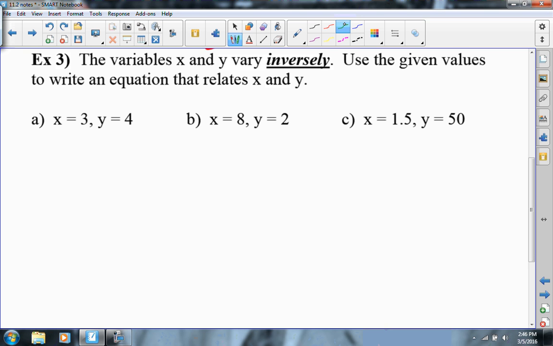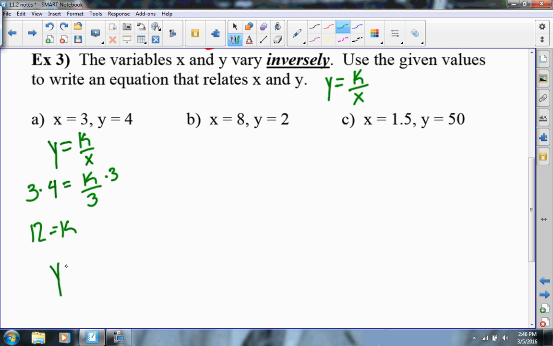Okay, now in example 3, here the variables x and y vary inversely, so we're going to use y equals k divided by x for our equation. And then again, we're going to use the given values to write the equation. So I'll start with y equals k divided by x. And y is going to be 4 when I substitute it in. K stays k. X gets replaced with 3. And then again, I'm solving for k, so I have to times by 3. So k will be equal to 12. And then I'm going to rewrite my equation. Y equals 12 divided by x.